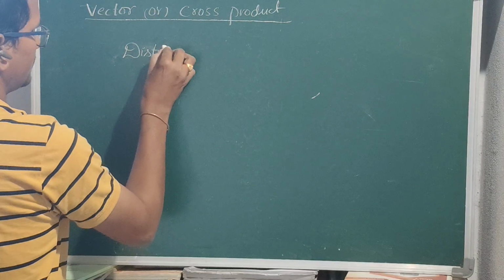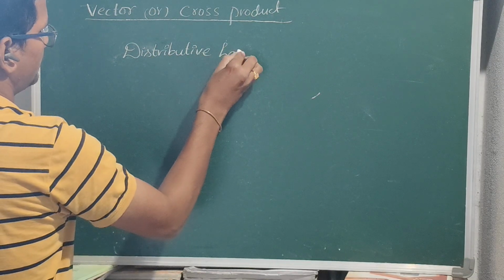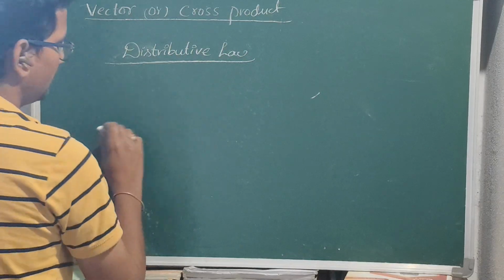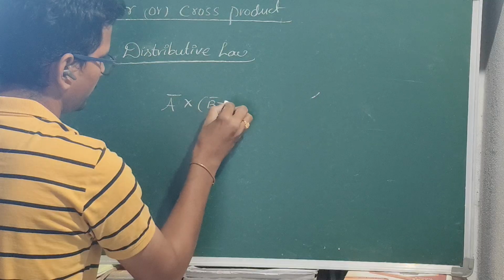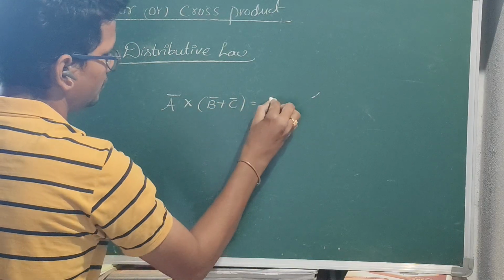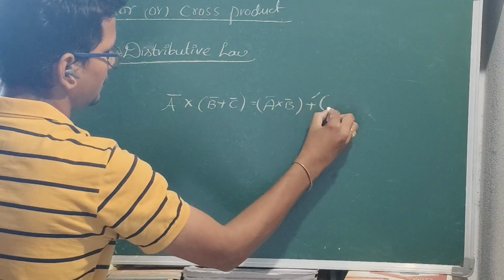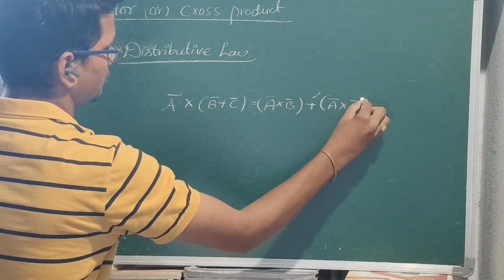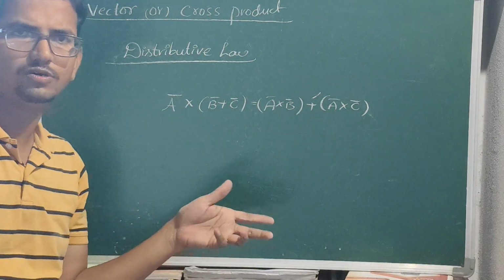Distributive property. Distributive law. What is the distributive law? A bar cross (b bar plus c bar) is equal to a bar cross b bar plus a bar cross c bar. Yes, it can be obvious. The distributive law always holds.